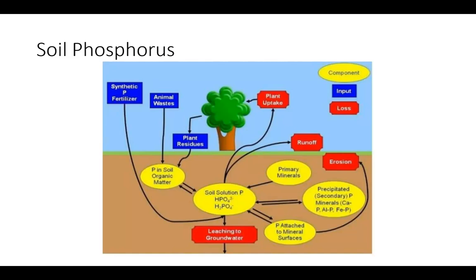It can be lost through leaching. It can be exchanged with primary minerals. It can be precipitated into secondary minerals, or it can be attached to mineral surfaces that can be lost through erosion. Again, our primary source of phosphorus is going to be something in the soil or something in the rock that is creating the soil.